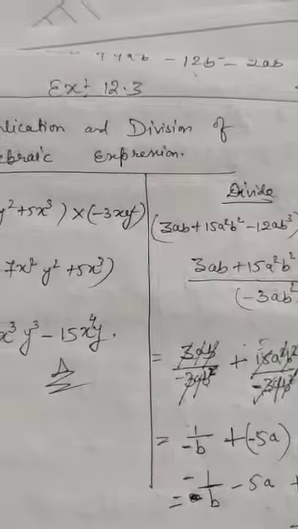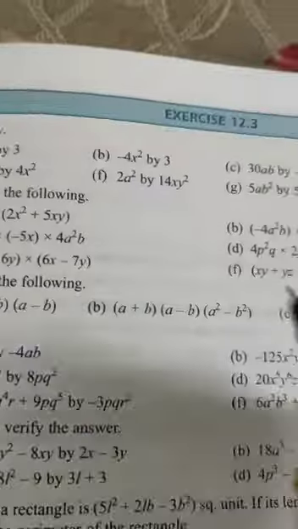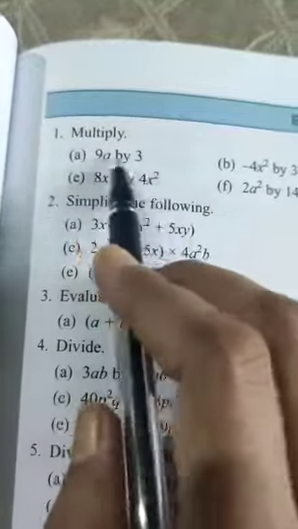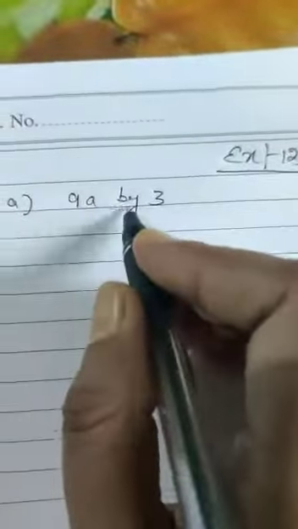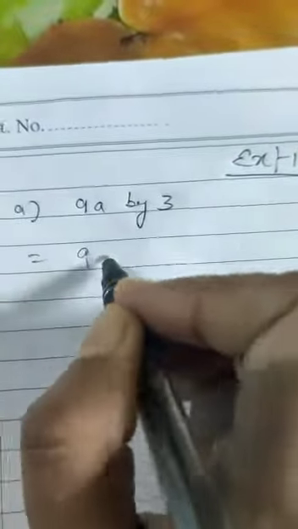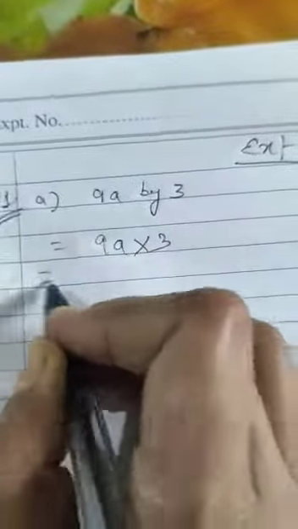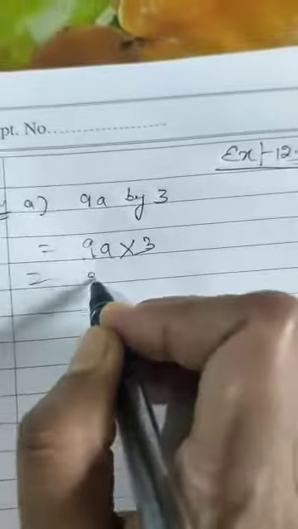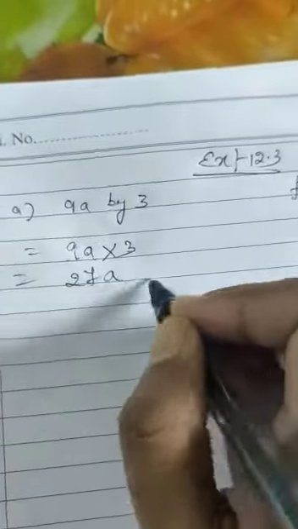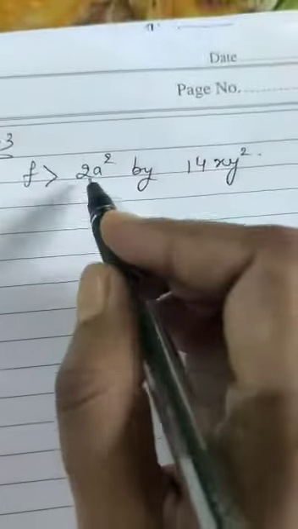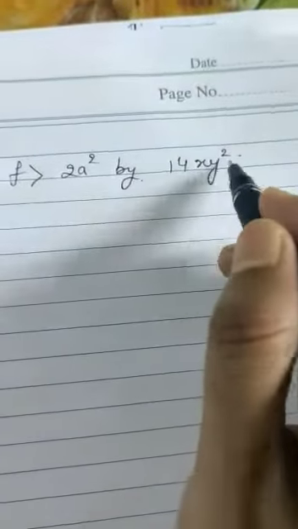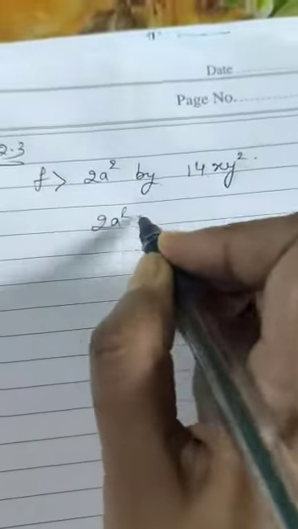Now we will see some questions of the exercise. Look here, exercise 12.3, question number 1. Multiply this expression. So multiply 9a by 3. How will we multiply? This is simple. 9a into 3. Numeric value 9 3s are 27 and a. This is the answer. Question number F, 2a square by 14xy square. We have to multiply this.